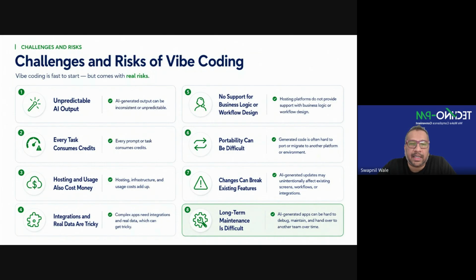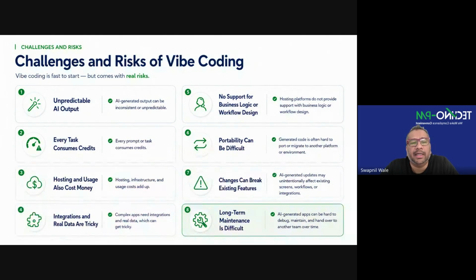Now, we discussed the advantages of vibe coding, and then we saw vibe coding in action. Using the tool comes with its own challenges. Number one, unpredictable AI output. As you saw, we used the same prompt and it built a slightly different UI, but then we executed the same prompt again and it built a different UI. So it's unpredictable, and then it consumes credit. Every action that you do consumes credit, even a simple change.